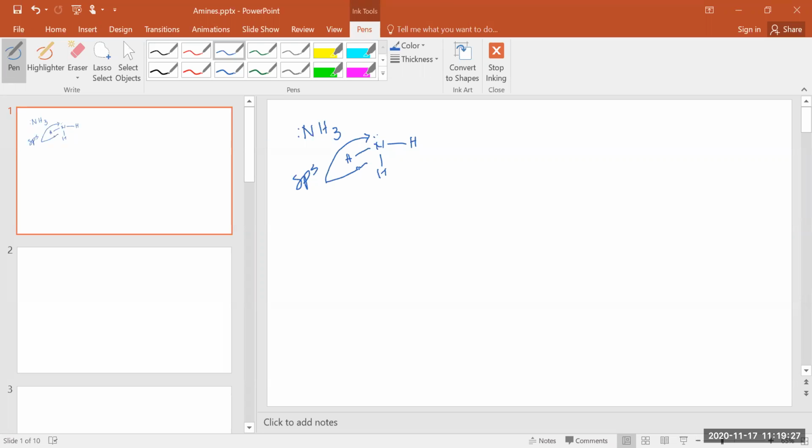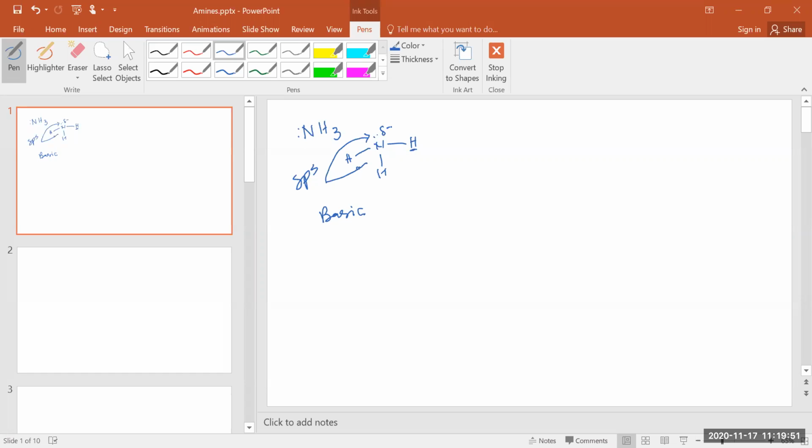Just 2 electrons, so that makes this one basic. This lone pair makes this one both a Bronsted and Lewis base. The example I'm giving you is ammonia.